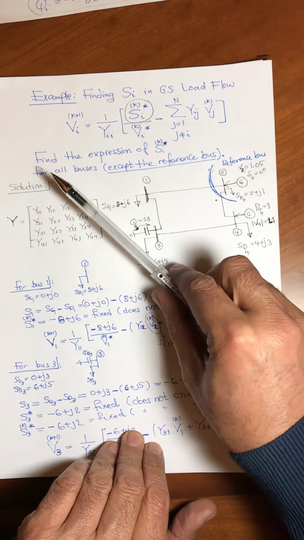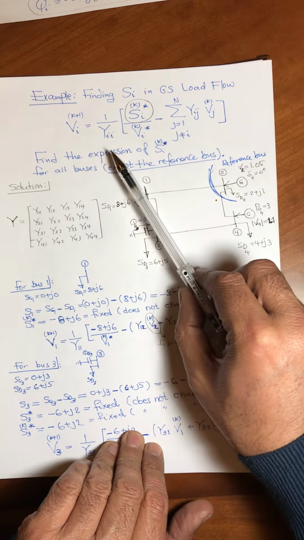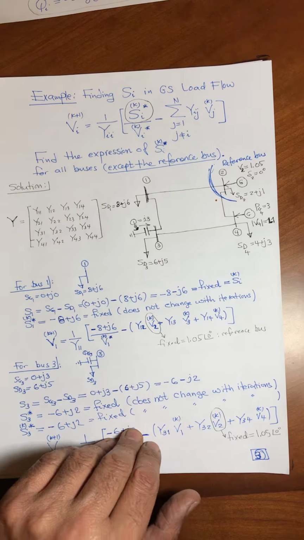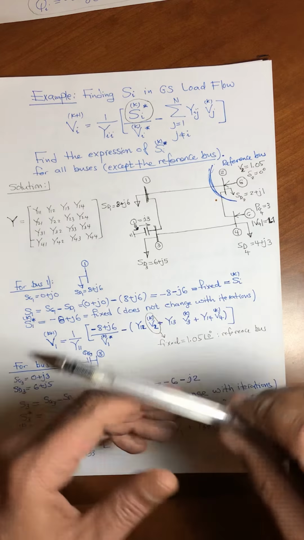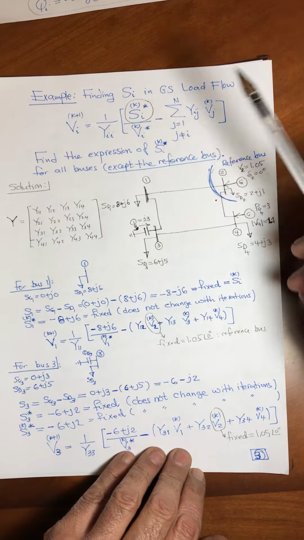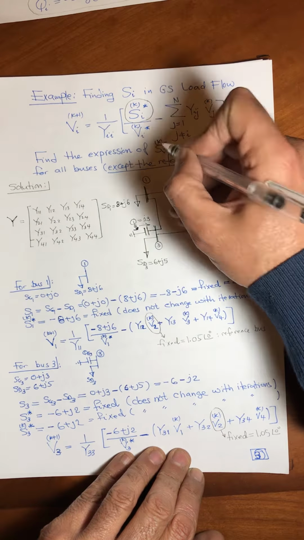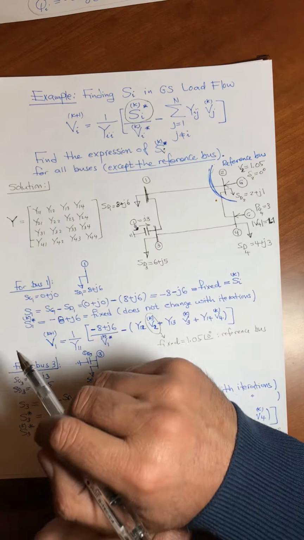This example is how to find the value or the expression of SI or SI conjugate of iteration K. Usually we need to find SI value for all buses except the reference bus.